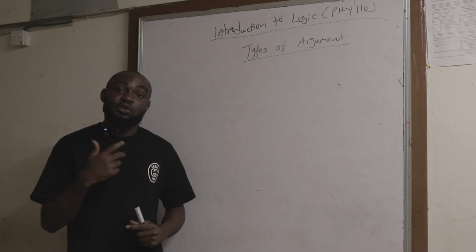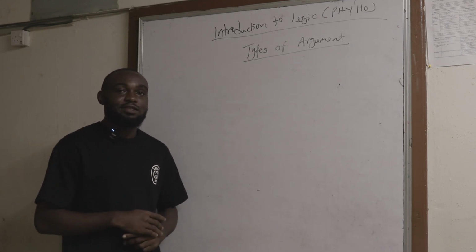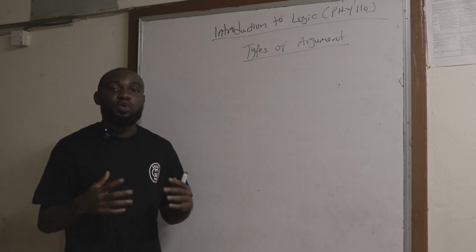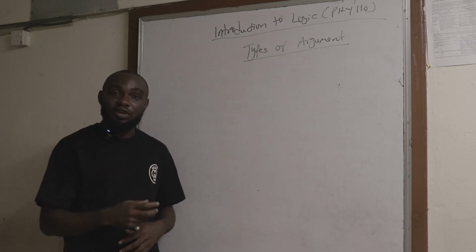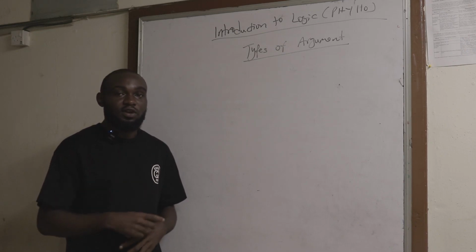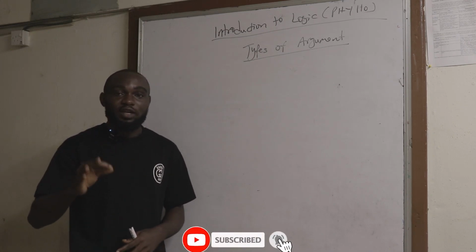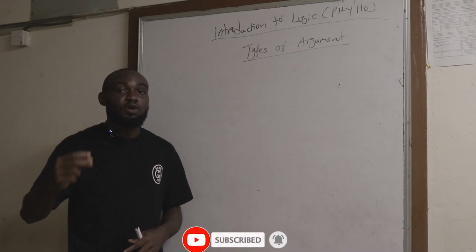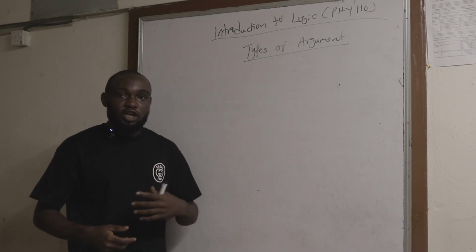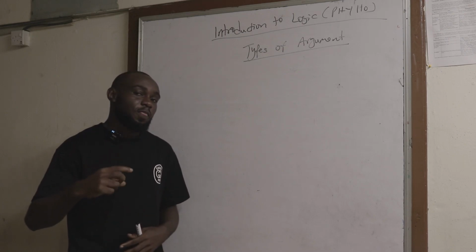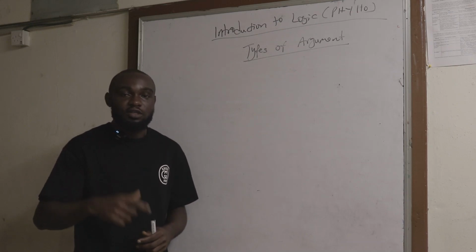Just to recap on what an argument is, I said in the last video that an argument is a set of propositions of which one is claimed to follow from the others, which is regarded as the basis or ground for accepting the truth of the very first one. What this simply means is that for there to be something called an argument, there have to be two or more propositions. Just a proposition cannot make an argument. So in logic, we have types of arguments. Either we argue inductively or we argue deductively.